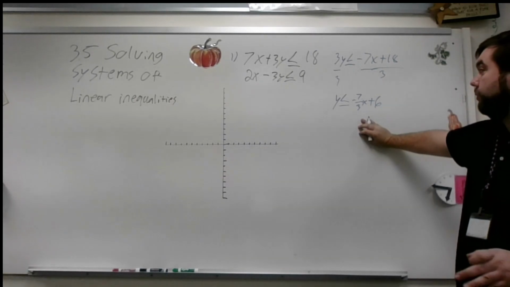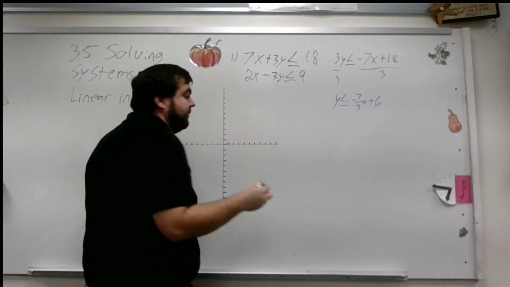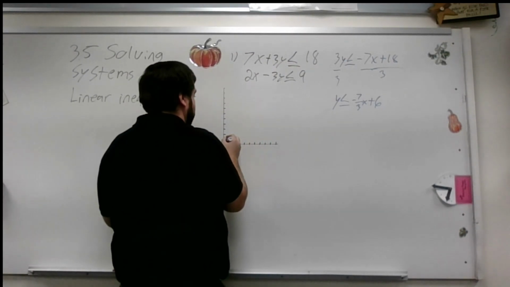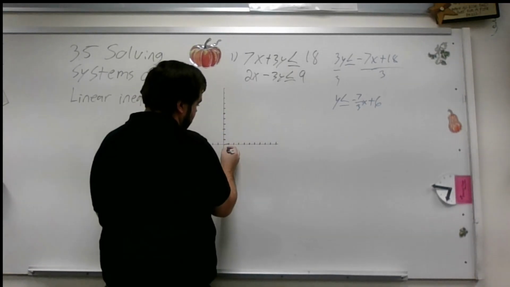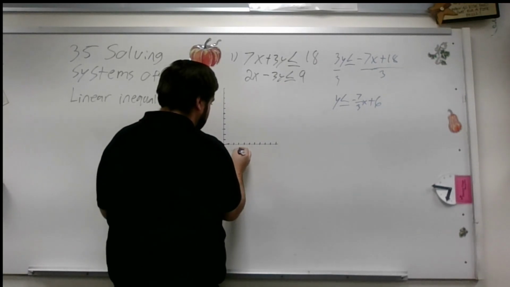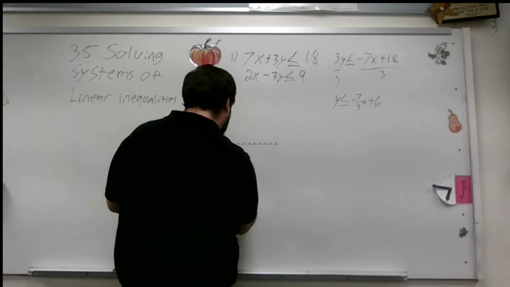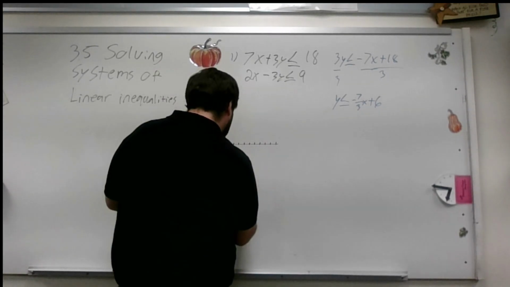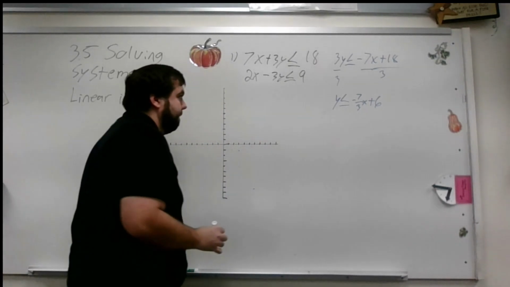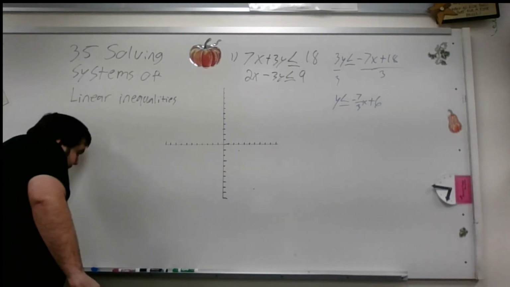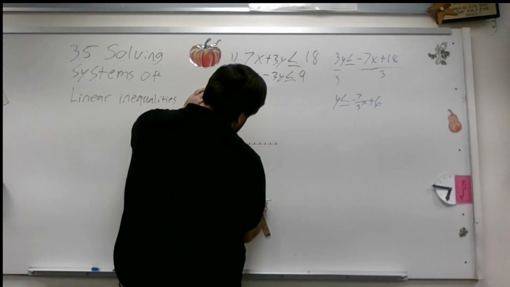This is our first inequality. We're going to graph it. So, how do we graph it? Graph it just like it's a line. Go to 1, 5, 6. Go down 7, over 3. That there. Fine.